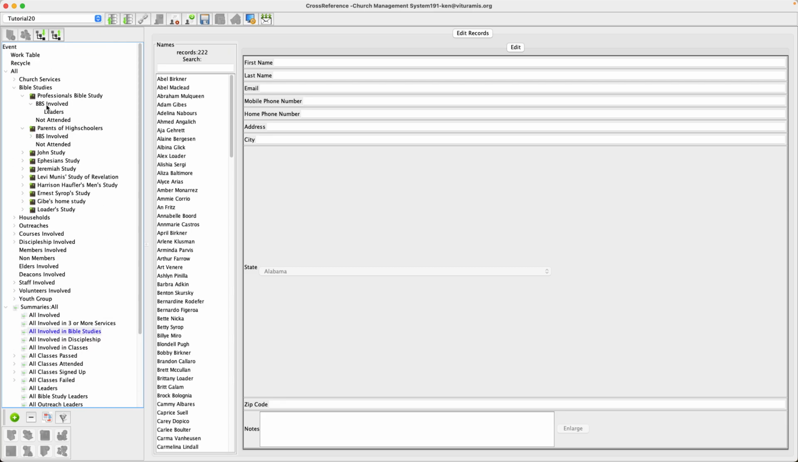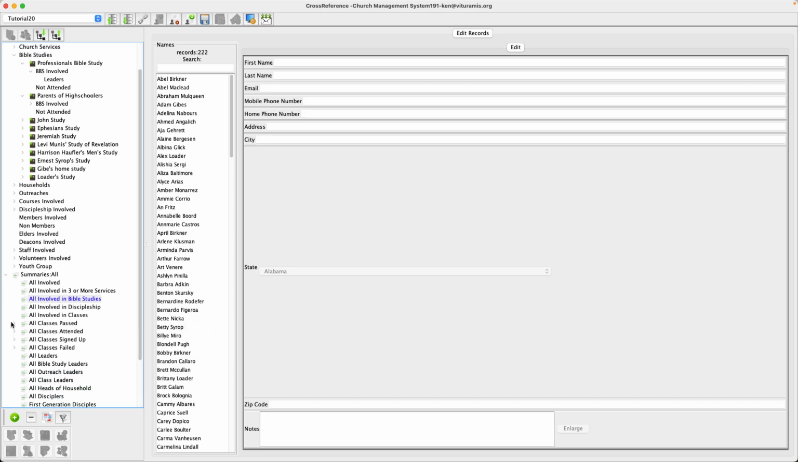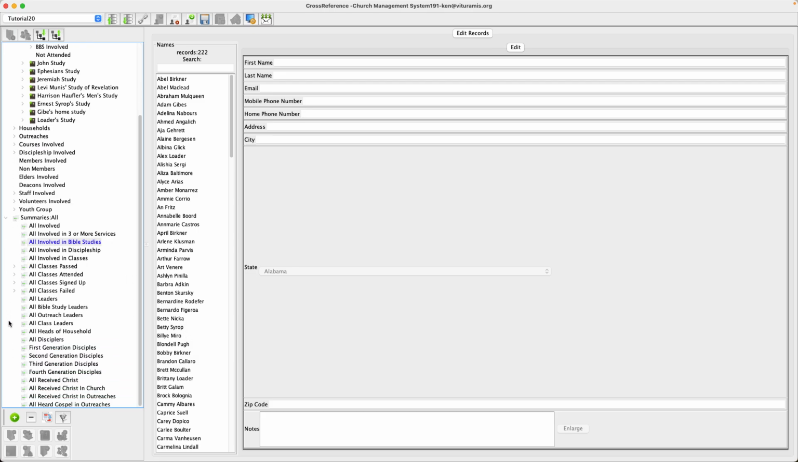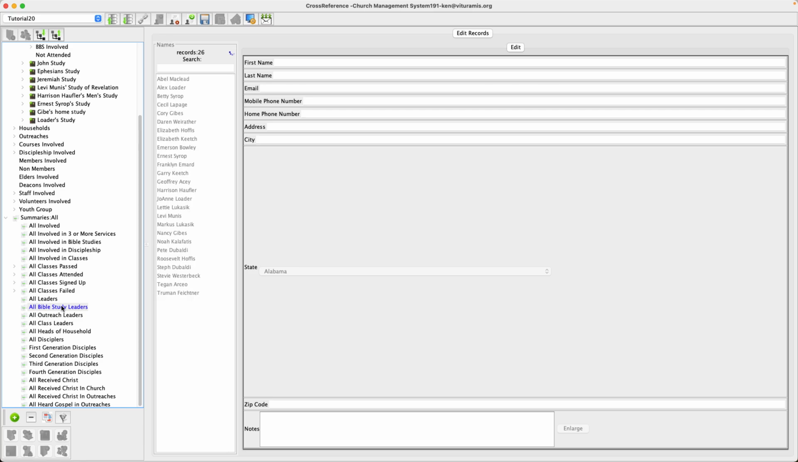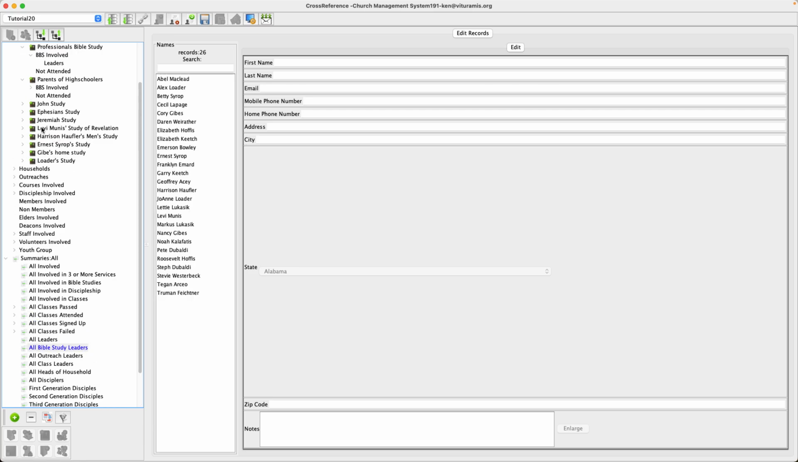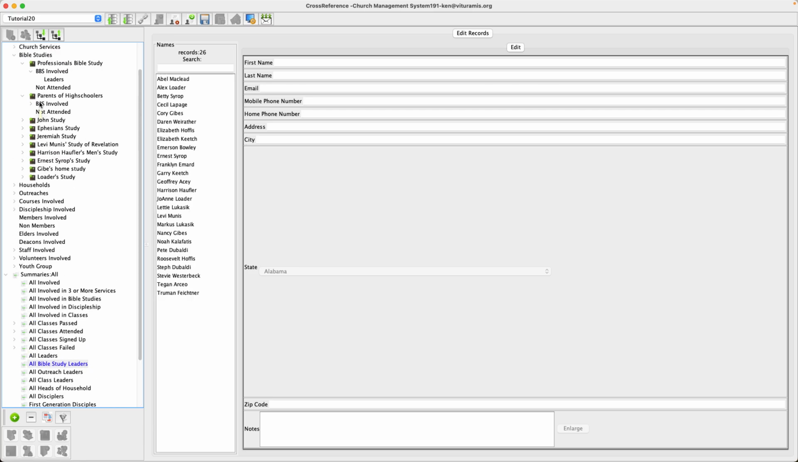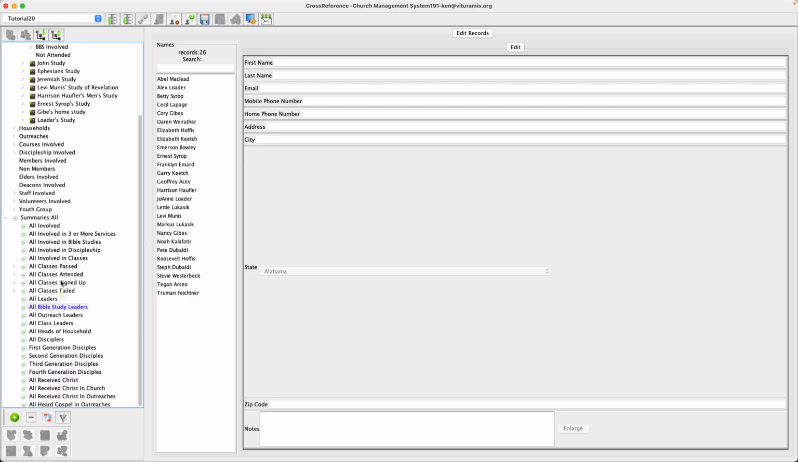If we were to take all the involvement groups here for every Bible study, that's this list over here. And not only that, we could do something else with Bible studies as well. We can take a look at all the Bible study leaders. Now this is very, very powerful because you get this information at just the touch of a button. Now there are a lot of summaries here. Let's take a look at one more. And this is an extremely powerful one.